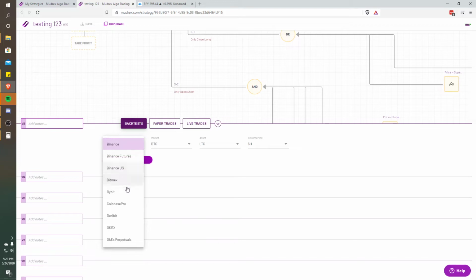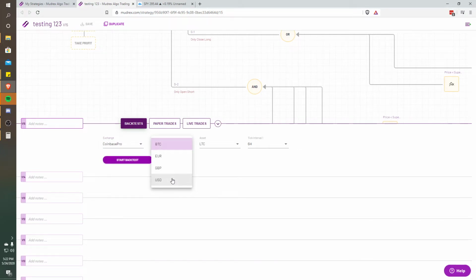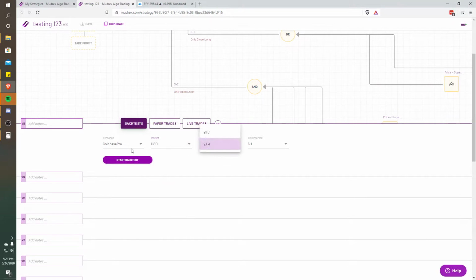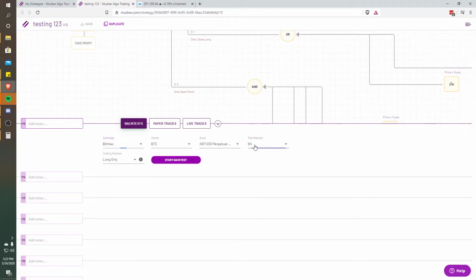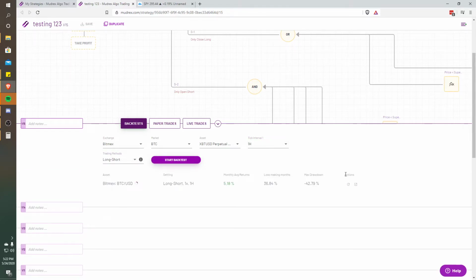Let's try Coinbase. Bitcoin to USD. Actually, no, you can't long short. So this was made for long short. So you have to go to BitMEX and long short, 1 hour time frame.